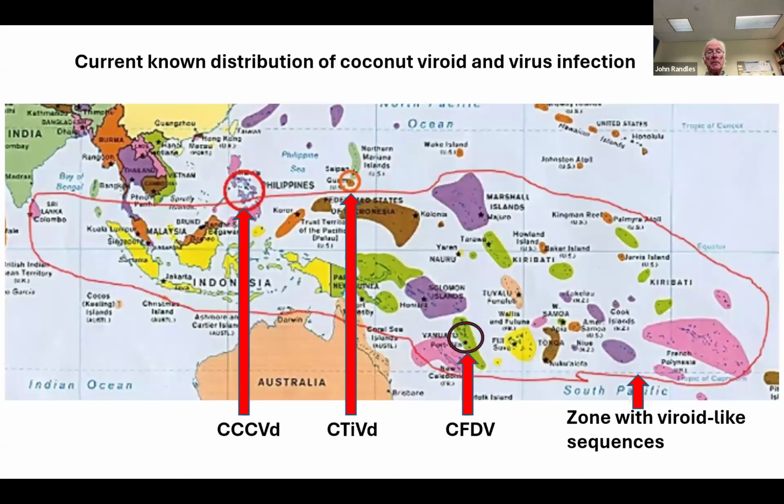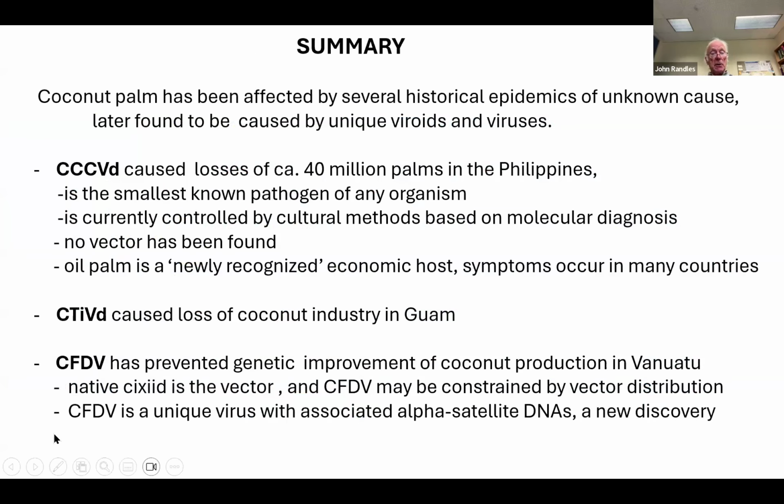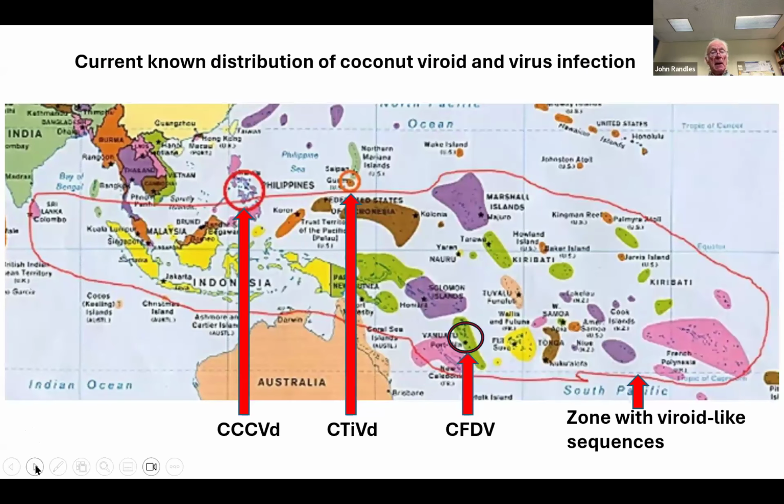Foliar decay has prevented genetic improvement of coconut in Vanuatu, and it also is a unique virus with a unique vector and also with associated alpha satellites. Last slide. This just summarizes the localizations of Karang in Philippines, Tinagaha on Guam, foliar decay in Vanuatu, and this red line right round indicates the zone where we've been surveying monocots of various kinds using northern and southern blot techniques, and we found within that zone viroid-like sequences. That is, we can find short, small pieces of nucleic acid which will come up positive with our probes, but we have not been able to follow that up any further. That's for the future. So thank you very much for letting me talk to you about my favorite tree.